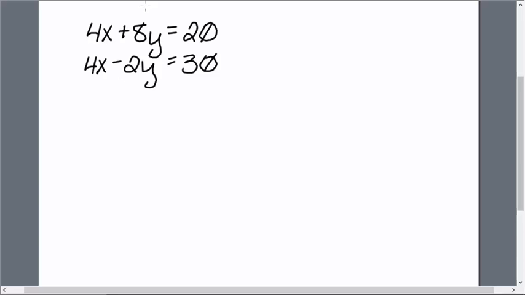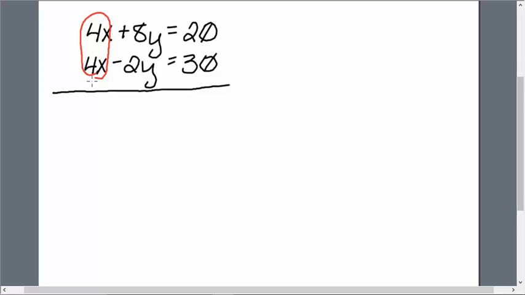So I have to choose whether I want to get rid of the x's first or whether I want to get rid of the y's first. It makes no difference which one you do, but I'm noticing here that the x's are going to cancel out really, really easily because they both have the same coefficient, or the same number in front. So I'm going to go ahead and draw my line, and now I need to decide if I add straight down, will these x's disappear on me? Or if I subtract straight down, will the x's disappear?